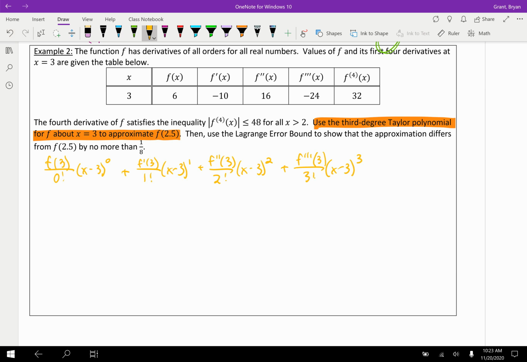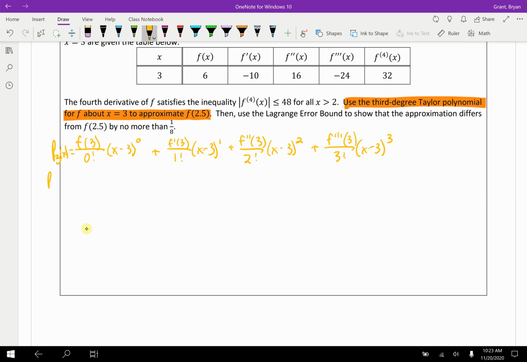That looks like it's about x equals 3. Looks pretty good. So maybe we can call this p sub 3 of x. And we should also, I think, simplify this guy at least a little bit. So p sub 3 of x equals f of 3, which is 6. 6 divided by 1 is 6. Anything to the 0th, we get 6 here. Cool. 6 plus. Next one.